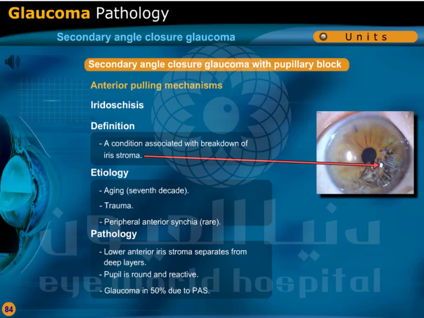Iridoschisis. This is a condition associated with breakdown of iris stroma. It is caused by aging in the 7th decade, trauma, or peripheral anterior synechiae, which is rare. The anterior iris stroma separates from deep layers. The pupil is round and reactive. Glaucoma occurs in 50% of cases due to peripheral anterior synechiae.